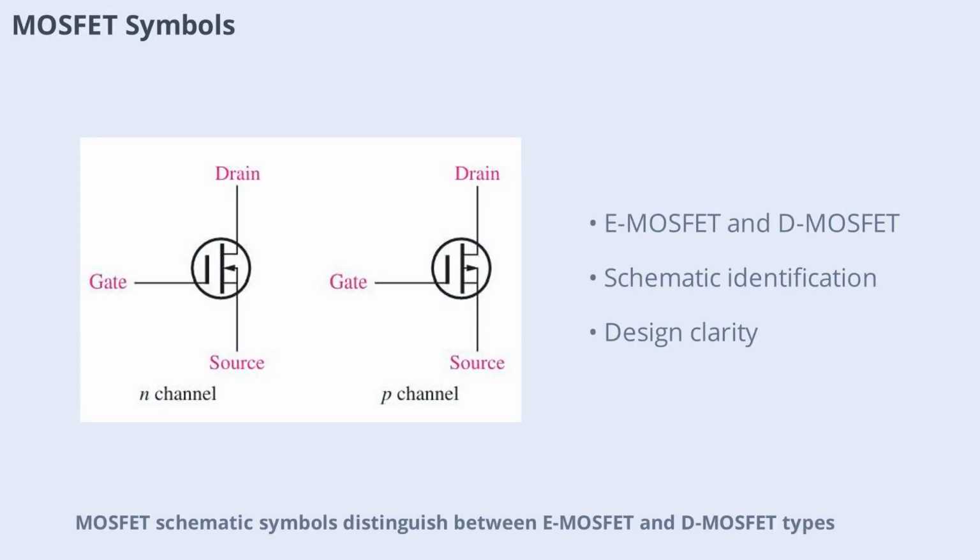MOSFET schematic symbols distinguish between EMOSFET and DMOSFET types. Recognizing these symbols is important for circuit design and troubleshooting. The symbols indicate the device's mode of operation and help engineers quickly identify the correct MOSFET for their application.